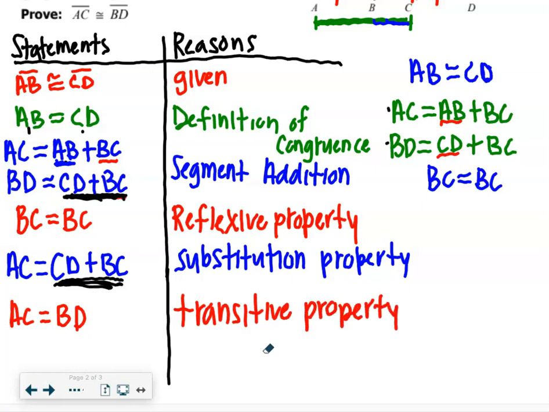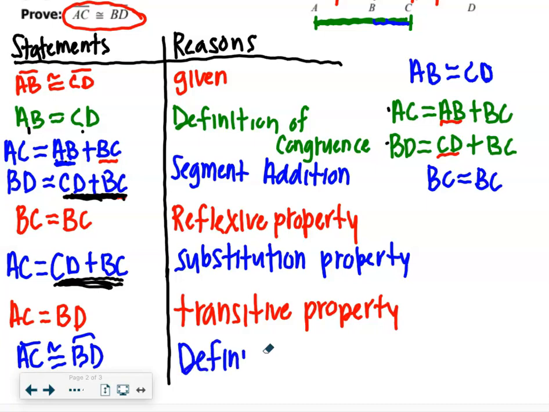Look, we only have one more step, guys. Do you notice how I want to have AC is congruent to BD? So now, by using a little definition of congruence, I can write AC is congruent to BD. Definition of congruence.